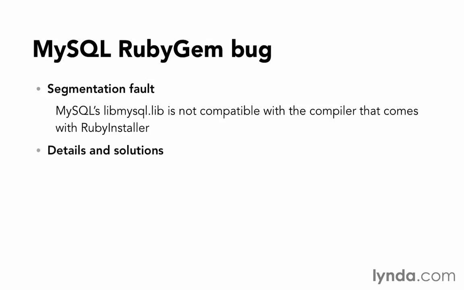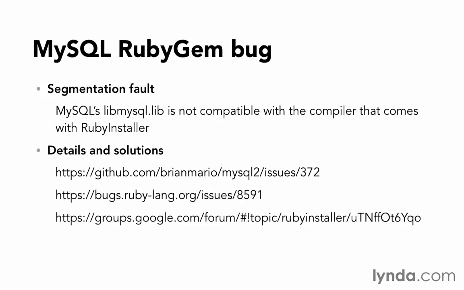It took a little while for everyone to diagnose the issue, figure out exactly what the problem was, and start to work up some fixes. So we don't have a fix for this particular bug at the time that I'm recording this. But any day now, an update could be released to Ruby Installer or to MySQL's library file to make this incompatibility resolve itself. In the meantime, I've provided some URLs with more details about the particular problem and about solutions that people have come up with so far.